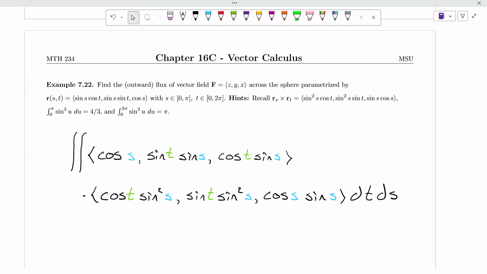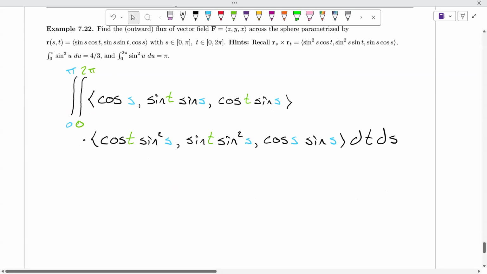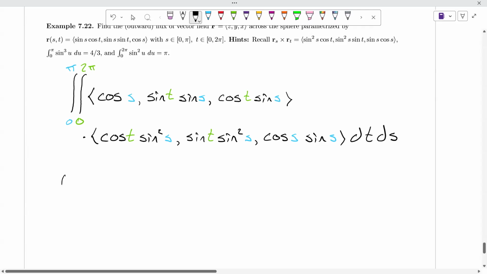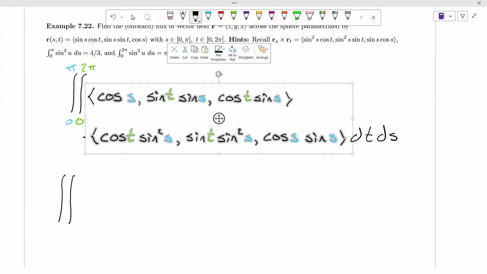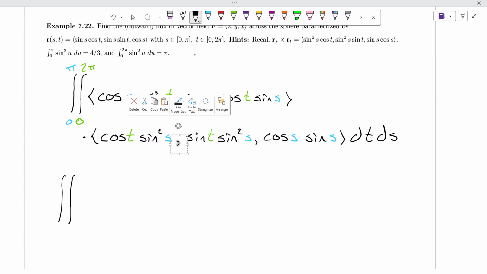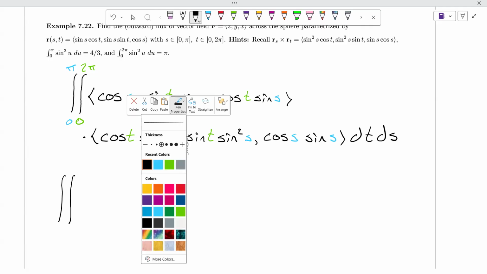I have bounds now for this thing. I'm doing dt first. That's 0 to 2 pi. ds second. That one's 0 to pi. Okay. I need to take that dot product and hope for the best. Across the first bits that are multiplied together. Actually, you know what? Why don't we just copy and paste some stuff? Let's see how well this works. It's either going to go great or really bad.